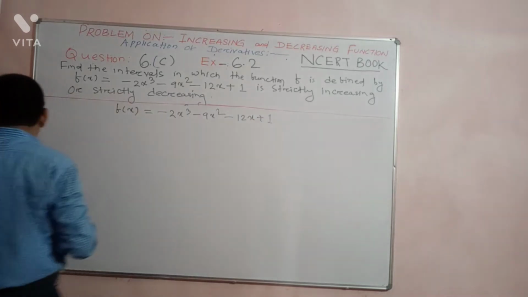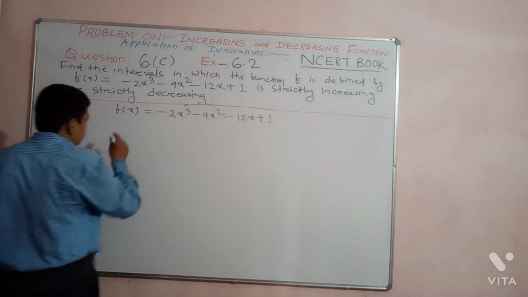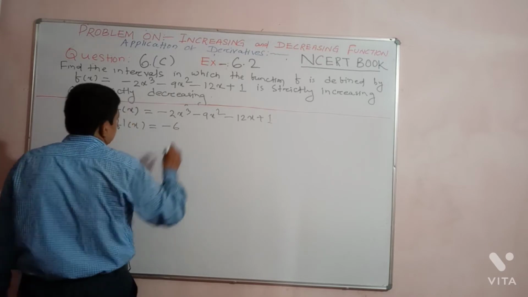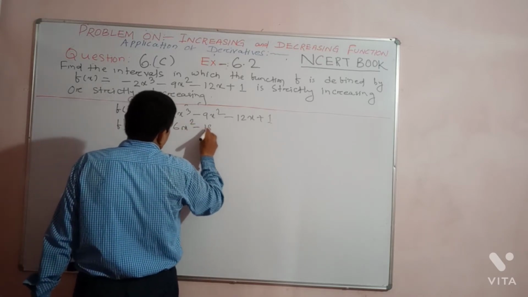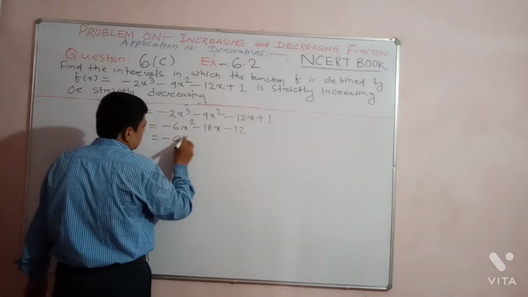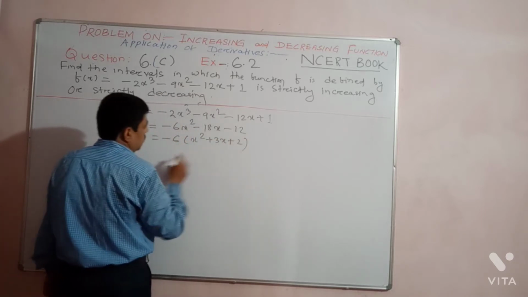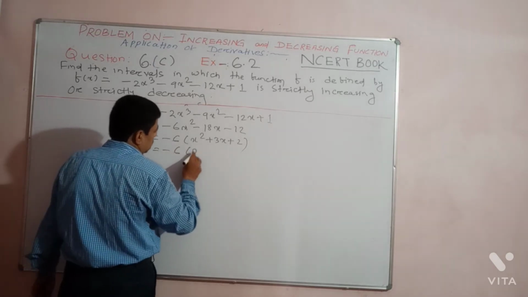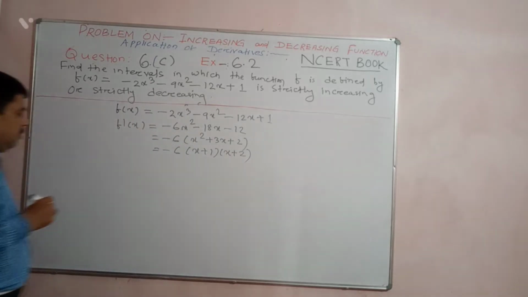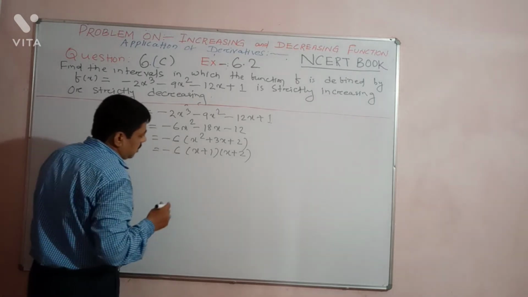Before finding where the function is increasing or decreasing, you have to find the slope, so by finding the derivative, f'(x) = -6x² - 18x - 12. Taking -6 common, this equals -6(x² + 3x + 2). After factorization we get f'(x) = -6(x + 1)(x + 2).